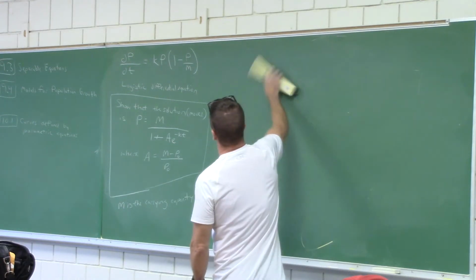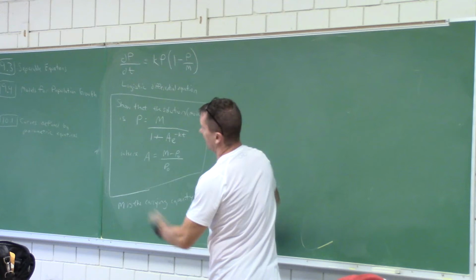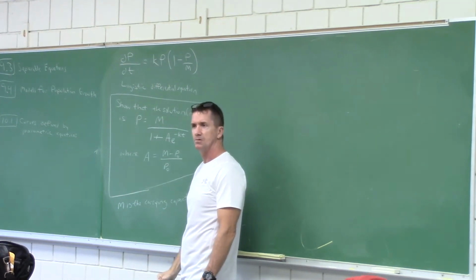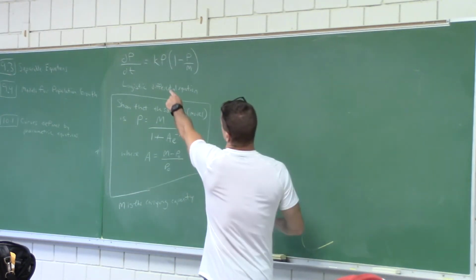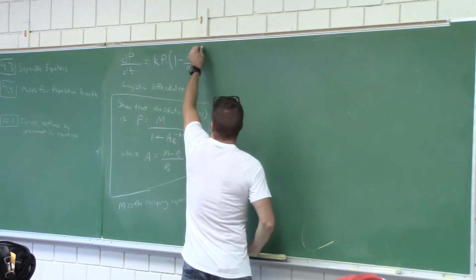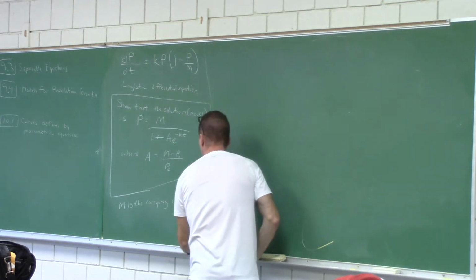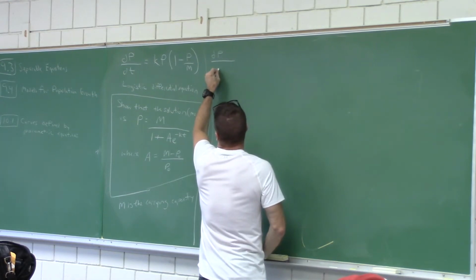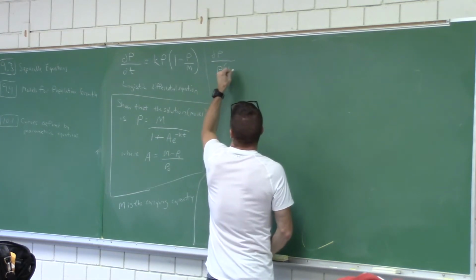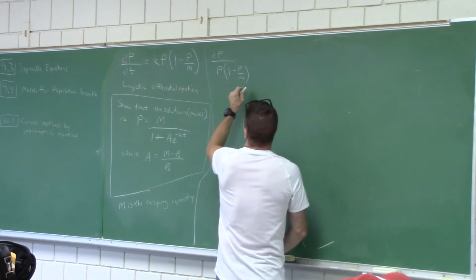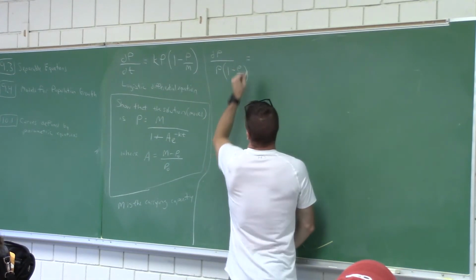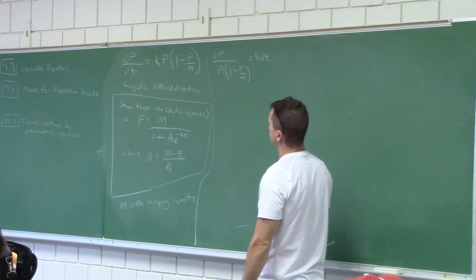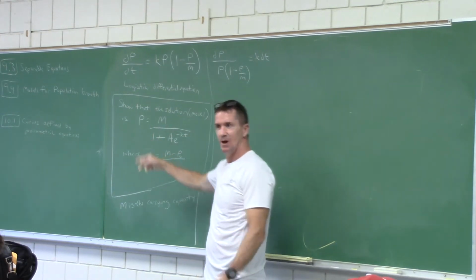All right. Then we'll put in some values, and when we're done, we'll get the carrying capacity, get some numbers, and solve the problem. Sound cool? All right. First thing is, this won't take long. Everyone, can we separate the P's on the left? I get dP over P times (1 minus P over M) equals, what's on the right? k dt. We're trying to get to this thing, but we'll get there.